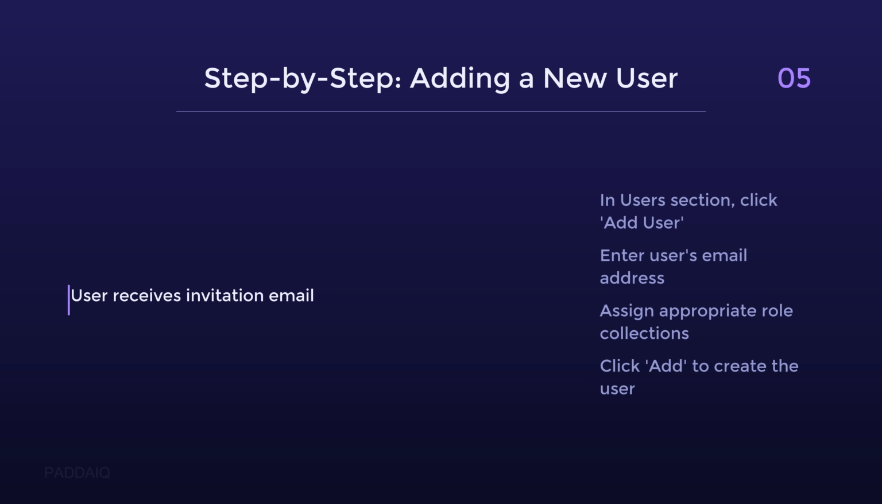User receives invitation email. This means the system automatically sends them a formal email to join. For example, when a new accountant is hired, they get an email with a link to set up their BTP account. This ensures they can securely access the platform and begin their assigned tasks immediately.